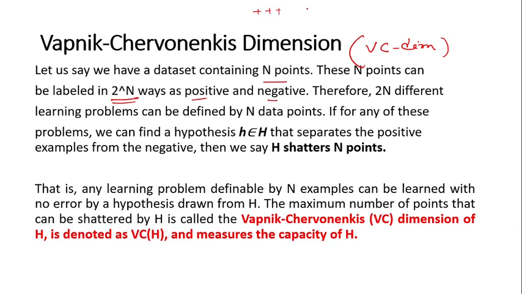If I ask you to write binary numbers from 0 to 7, you will have 8 variations. If you consider those 0 and 1 as negative and positive, obviously there will be 8 ways, right? And this is 2 to the power n. Therefore 2 to the power n different learning problems can be defined by n data points.